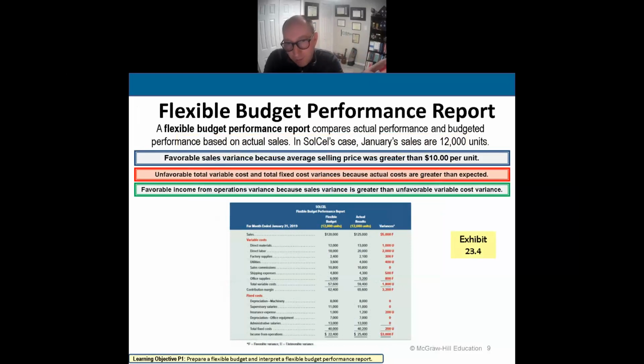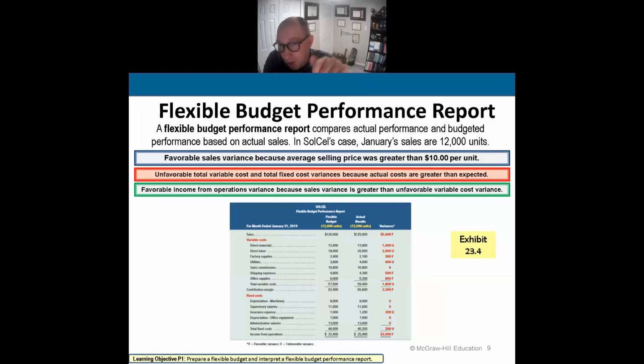Just as I did with my static budget or fixed budget, I need to find my variances. And when I find my variances, you'll notice that my variances are a lot closer to the flexible budget amount. Let's take a look at this.